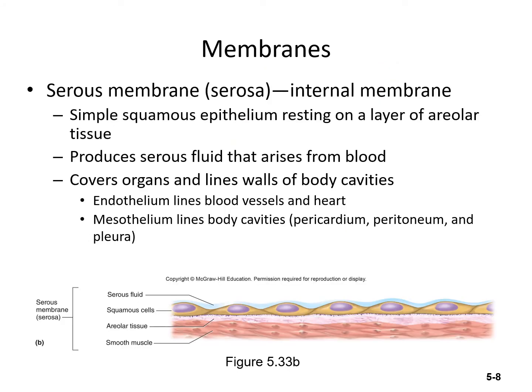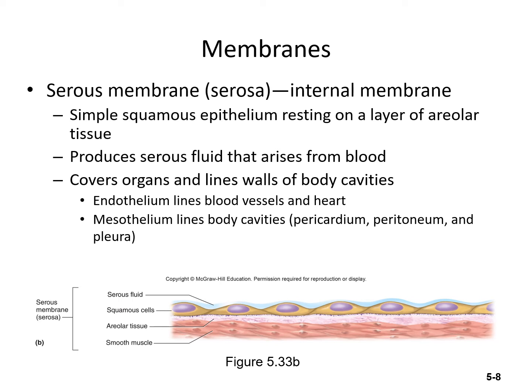We also have what are known as serous membranes, also known as serosa, and these are internal membranes, so the membranes that we learned about in our first week, the orientation to body cavities, for example, pericardium, peritoneum, and pleura. So this is a simple squamous epithelium that rests on a layer of areolar tissue. So remember that simple refers to a single layer of cells. Squamous refers to this kind of flattened scale-like shape to the cells. And underlying this is always going to be the areolar tissue.